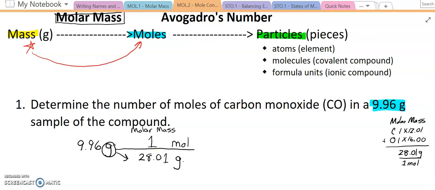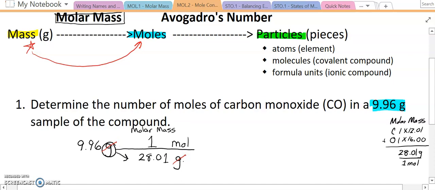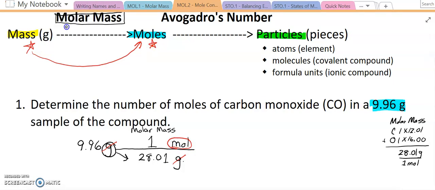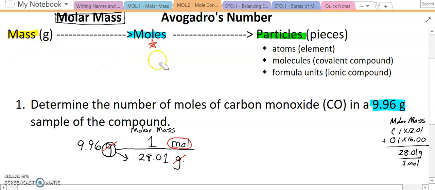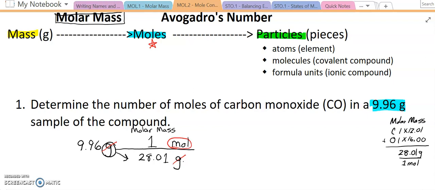And because my units grams are on the top and my units grams are on the bottom, they cancel out. And that leaves me the unit that's on top. I've converted the unit. That leaves me with moles. So I am no longer at mass. I am now at moles. Well, that may or may not be where I'm going to stop.